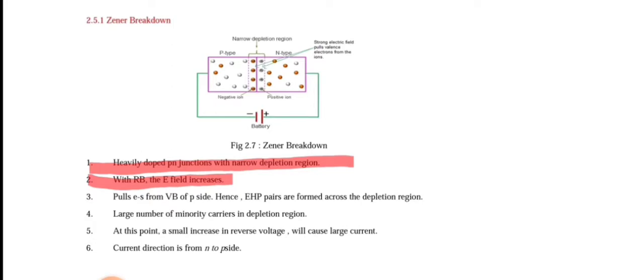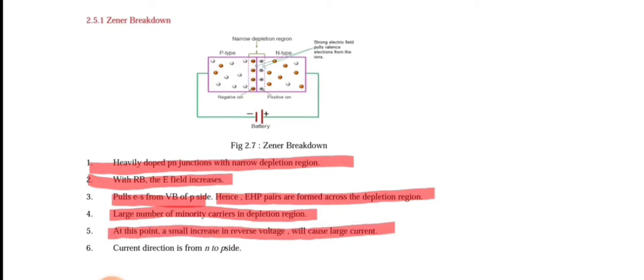Due to this, the field pulls electrons from the valence band of the p side. Hence, electron-hole pairs are formed across the depletion region. A large number of minority carriers will be generated at the depletion region. At this point, a small increase in reverse voltage will cause a large current. Current direction is from N to P side. These are the points to be remembered under Zener breakdown.